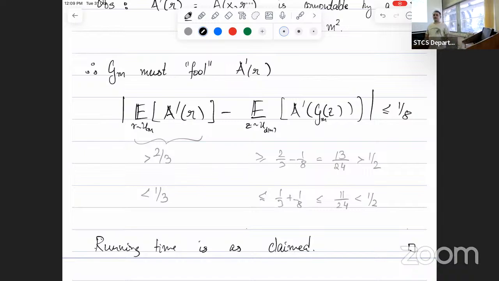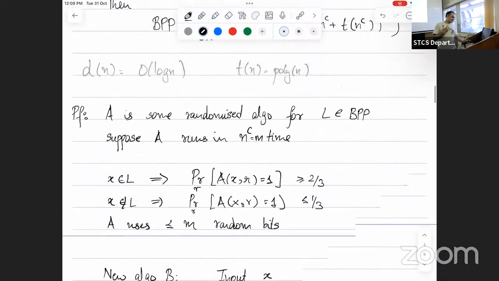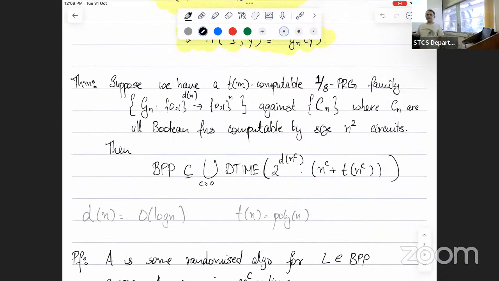Okay. And that basically completes the proof to say that if you manage to find such amazing pseudorandom generators, this will lead to a complete de-randomization of BPP.